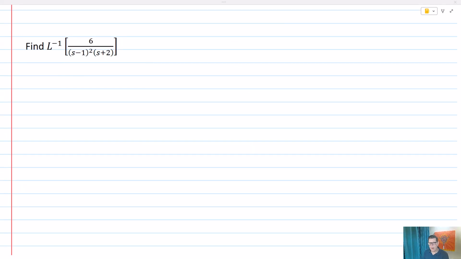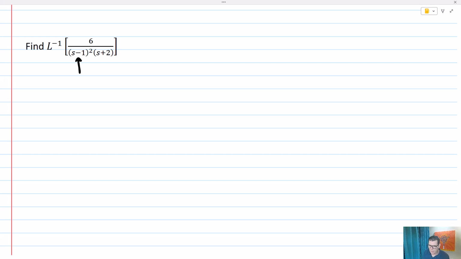So let's now solve a problem that without the first shifting theorem would have been a little bit difficult, but now is quite simple. If we look at the inverse Laplace transform of 6 over (s minus 1) times (s plus 2), the issue once we use partial fractions is this (s minus 1) squared term. Without the first shifting theorem, we don't have a simple way to find its inverse Laplace transform, so this would be kind of difficult. But with the first shifting theorem, it's not going to be so bad at all.